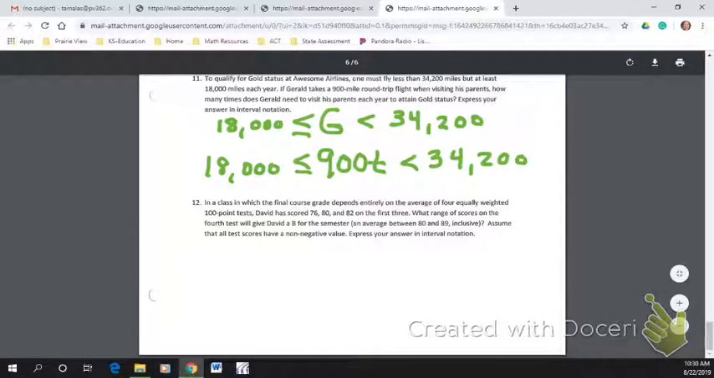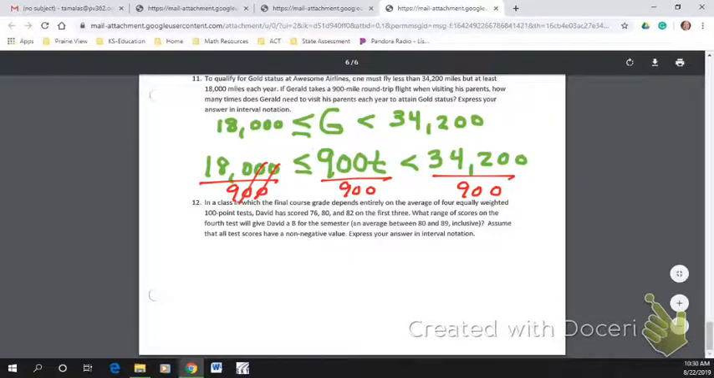Okay, does everybody agree that his total miles are 900 times the number of trips he makes, and that has to fall in between those two numbers to be gold status? How do I solve for T? Divide everything by 900. Okay, so what's 180 divided by 9?